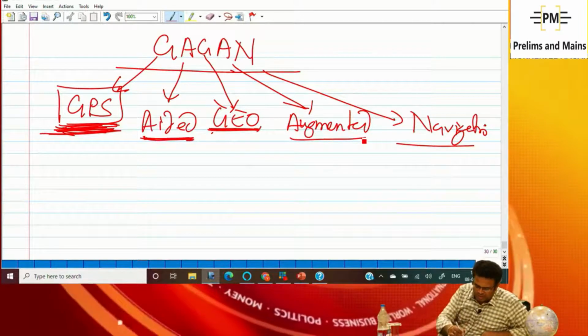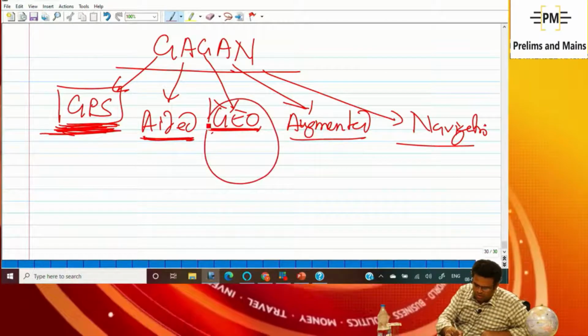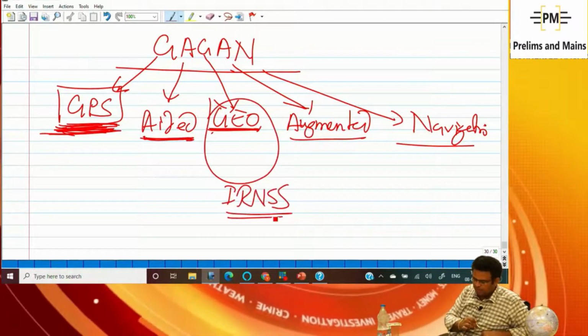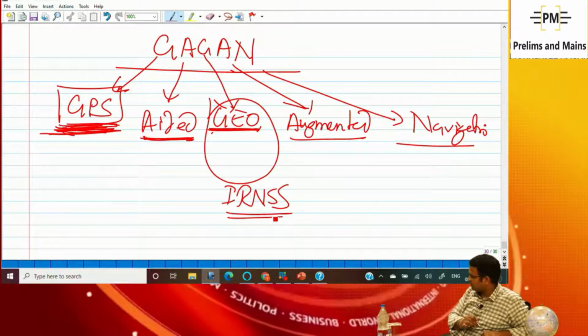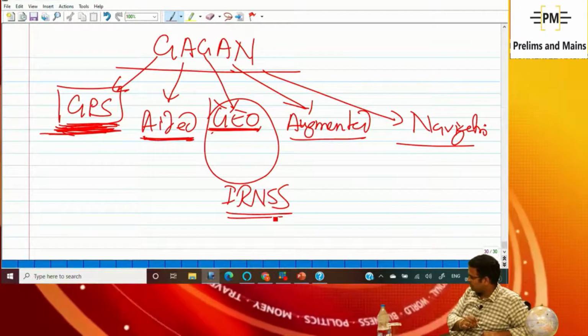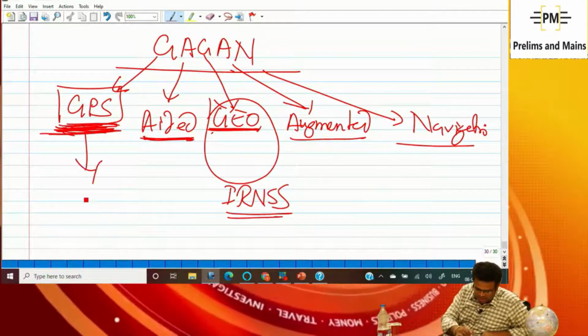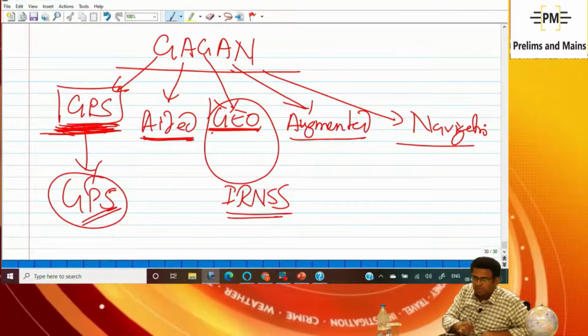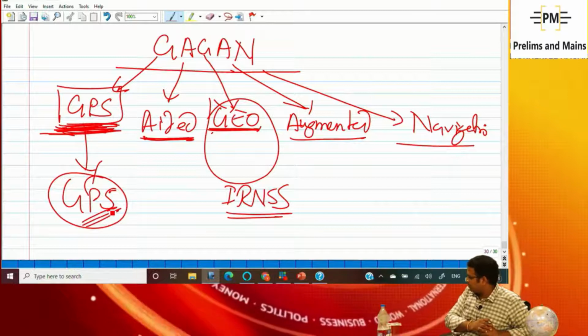So what is in our Geo? You know that IRNSS, yes or not? And there is GPS. So we are already using GPS, yes or not?